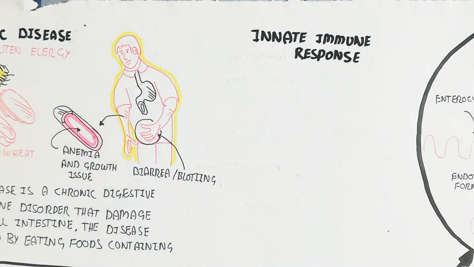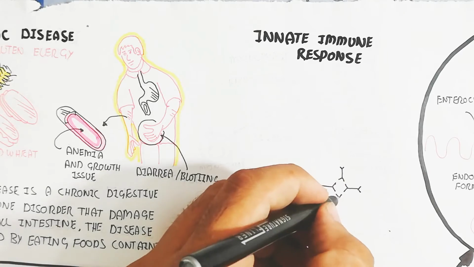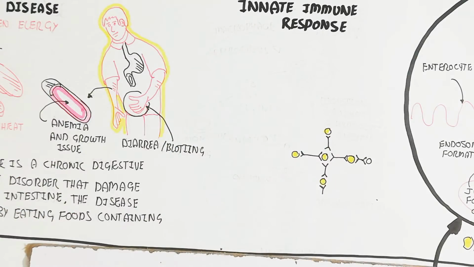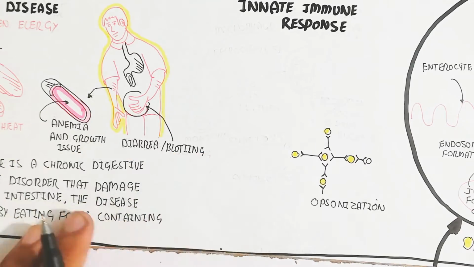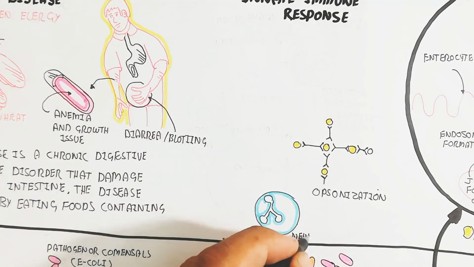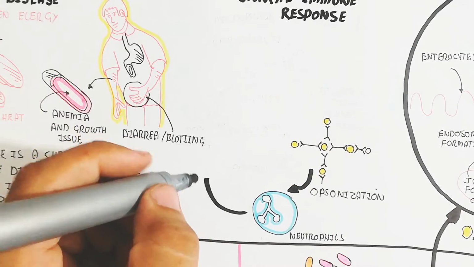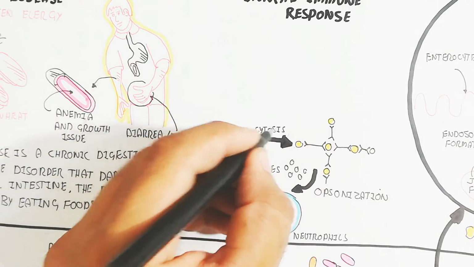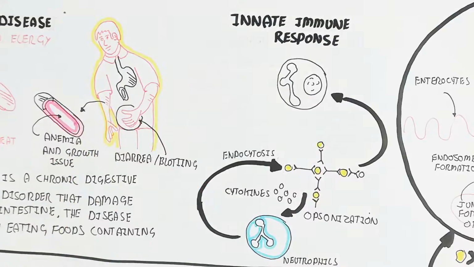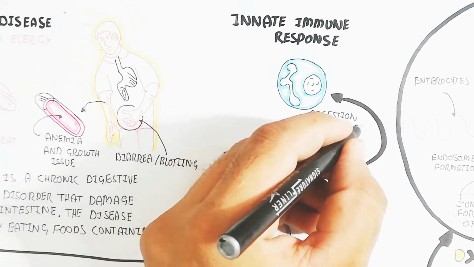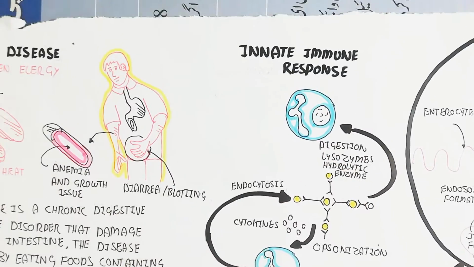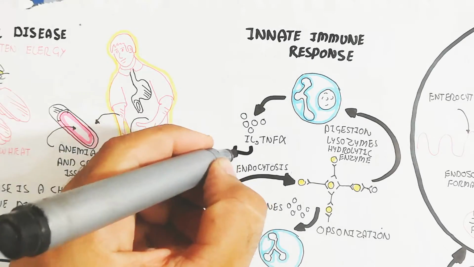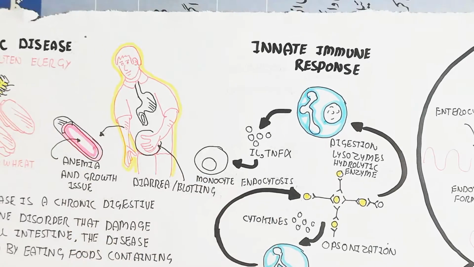In this way, the gluten containing antigen will lead to innate immune response activation, meaning that opsonization of this gliadin antigen will occur, and after the opsonization, neutrophil recruitment occurs through the production of cytokines, and the neutrophil is recruited to endocytose. So this is known as endocytosis by the neutrophil. After the endocytosis, the digestive lysozyme enzymes, hydrolytic enzymes, and the influx of protons lead to the endosome digesting the antigen. After this digestion, interleukin and tumor necrosis factor alpha are released to recruit the monocyte.